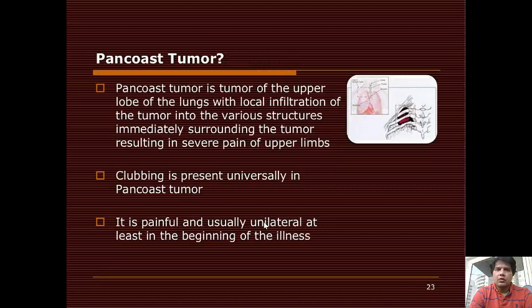Pancoast tumor, where the upper lobe of the lung is involved with local infiltration of the tumor into various structures. So what will happen? It will go into this part.